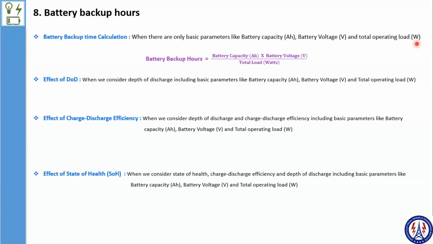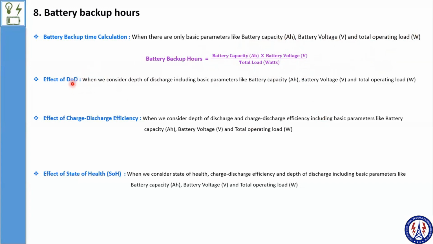So the formula would be: battery backup hours is equal to your battery capacity into battery voltage, divided by total load in watts, which will give you the result in hours, the time. Now let's say you are stepping ahead and you are already aware of depth of discharge. You have only these 3 parameters to calculate the backup hours.